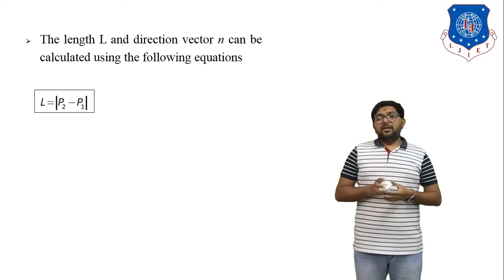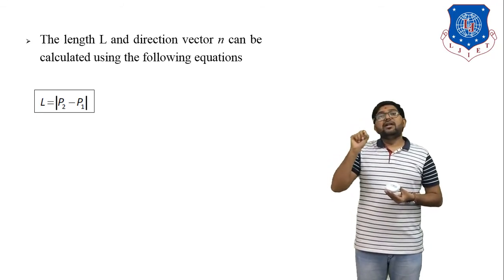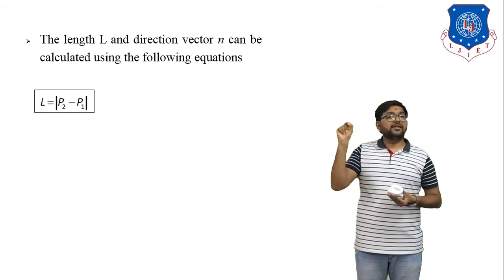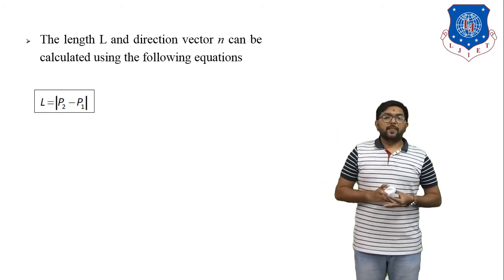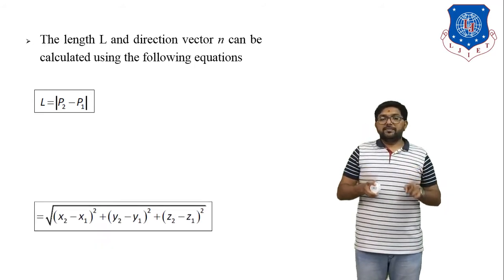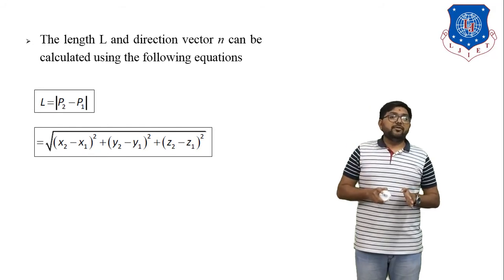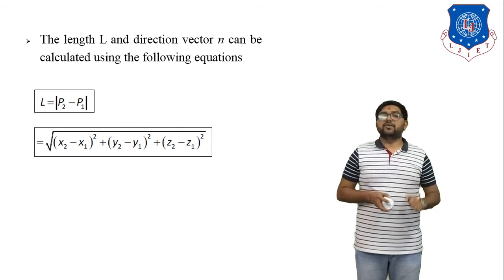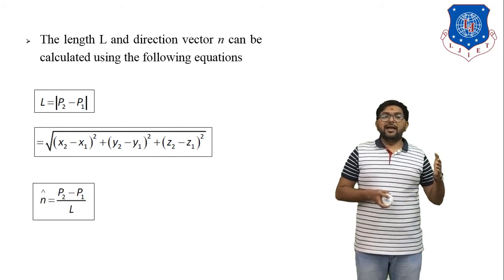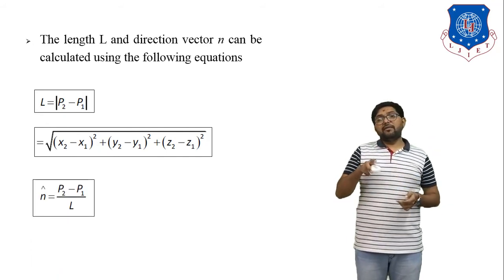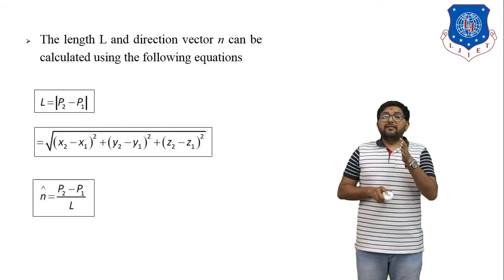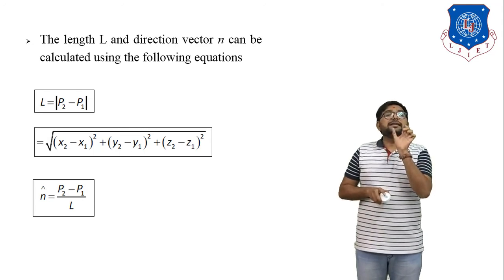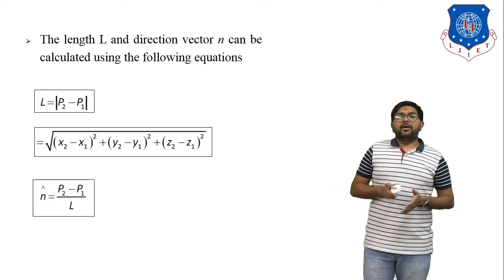So how do we find the length if we have two coordinates like x1, y1 and x2, y2? The length of the line L is equal to the square root of x2 minus x1 squared plus y2 minus y1 squared. Clear? You already learned that equation. So the length L is equal to the magnitude of P2 minus P1, which is the square root of x2 minus x1 squared plus y2 minus y1 squared plus z2 minus z1 squared. That is the equation of the length of the line. And the unit vector n is equal to the tangent vector P2 minus P1 divided by the length of the line. Length of line or magnitude of line, both are the same. Clear? So this is the parametric equation of a line.